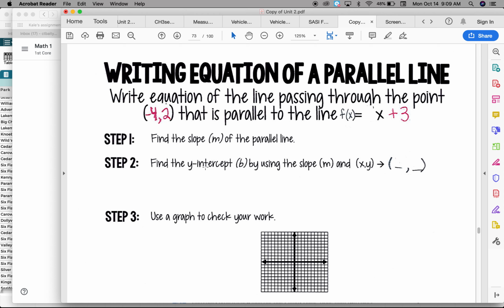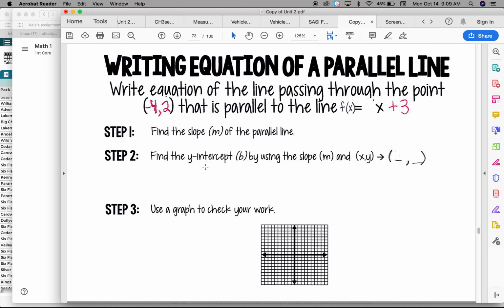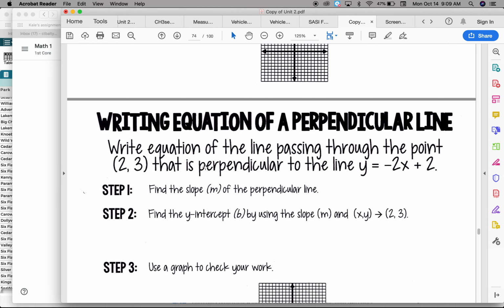So 1 times -4 is -4. I'm sorry, 2 equals -4 plus b. And then because we have -4, we're going to add 4 to both sides. And that's going to be b equals 6. So our new equation is f of x equals x, or 1x, however you want to put that, plus 6. And so that will be our new line.